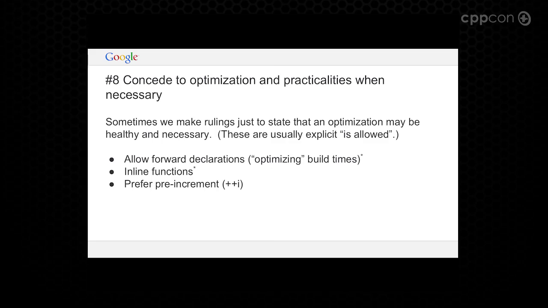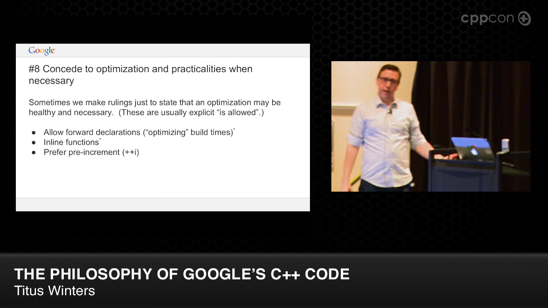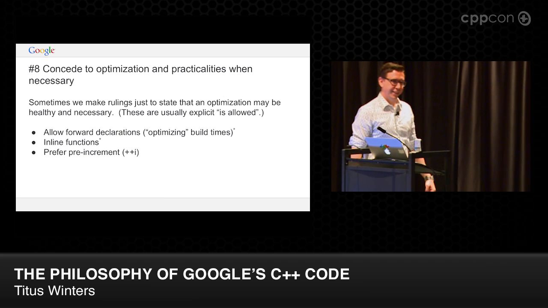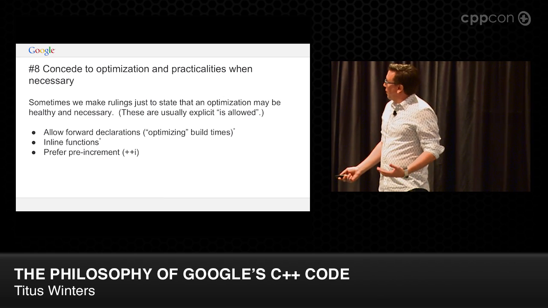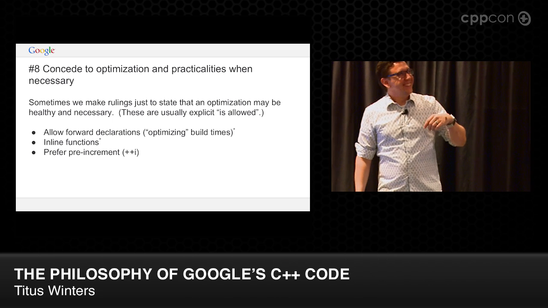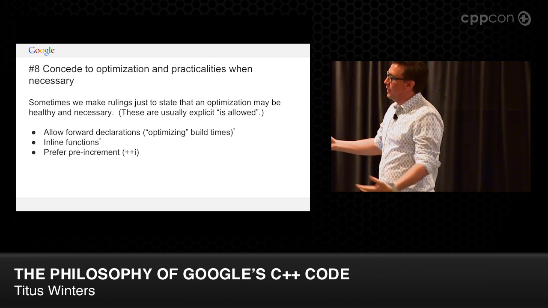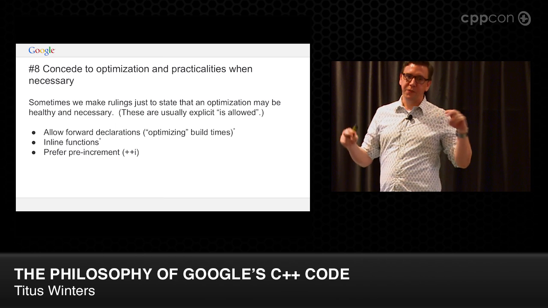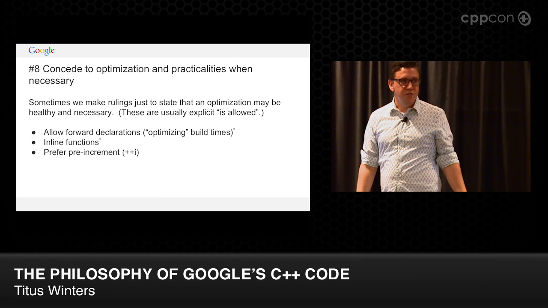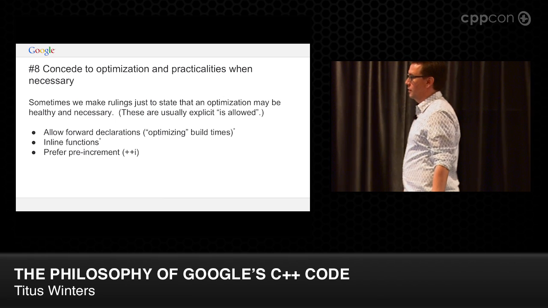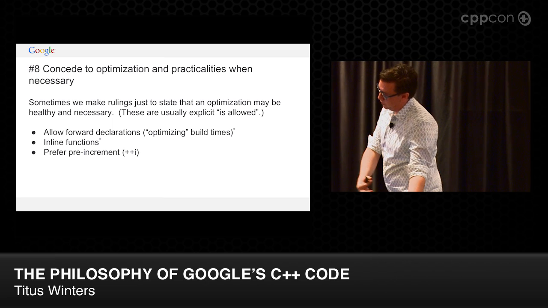And then finally, concede to optimization and practicalities when necessary, right? We can have an ivory tower view of this is how everything should work, but from time to time we do have to actually do a build and have a performant binary. So we have some rules about optimization and practicalities. We do allow forward declarations. This is for cases where you're optimizing your build time. I use this in scare quotes because I'm, in general, not entirely convinced that this matters in most cases, at least in our build environment.